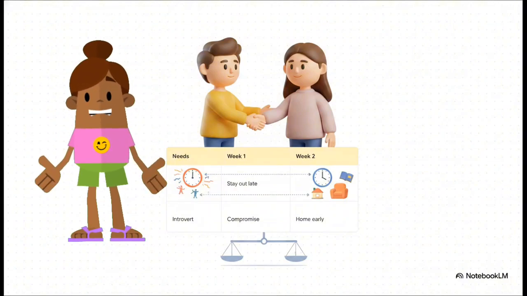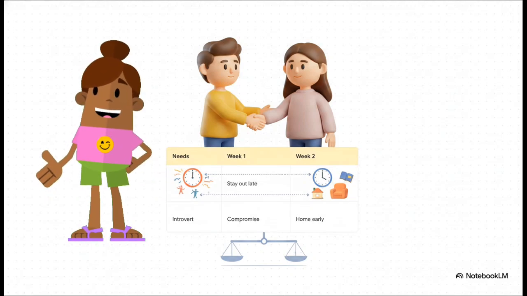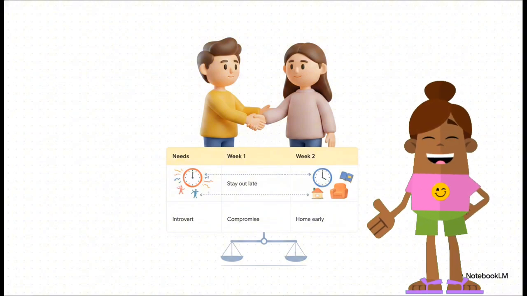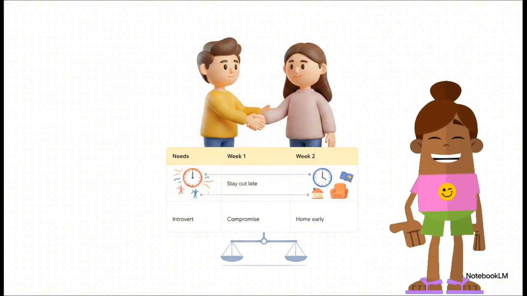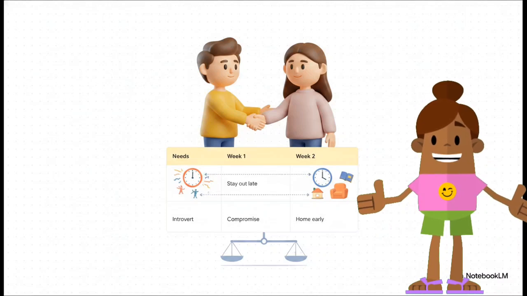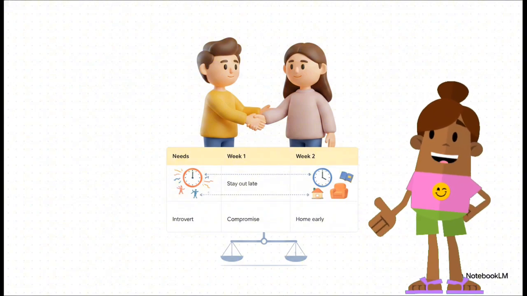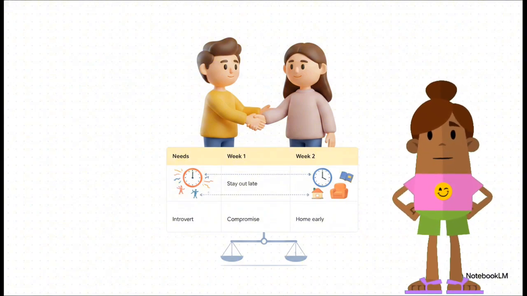Let's say you have an extrovert who loves to stay out past 11 p.m. and an introvert who desperately wants to be home by 9:30 p.m. Week 1, the introvert compromises. They go out to dinner and stay out until 11. But the deal is, on week 2, the extrovert compromises, and they wrap up the night early so the introvert can be home safely in their sweatpants by 9:30. It's a structured, respectful balance where both people get their needs met.